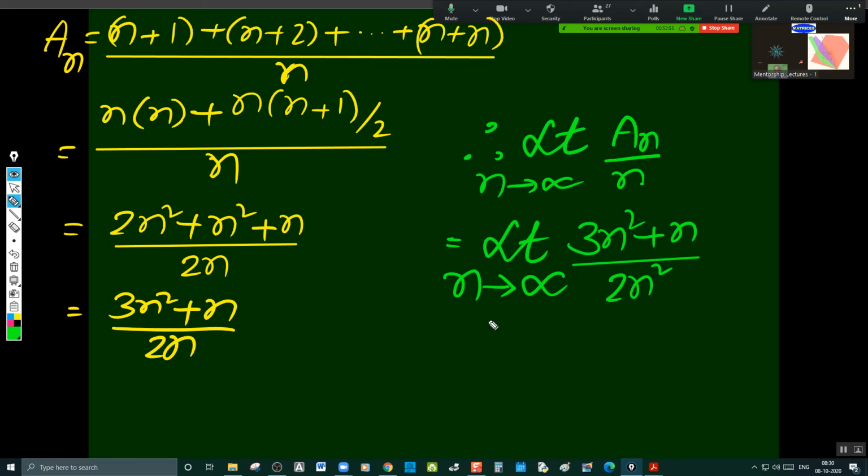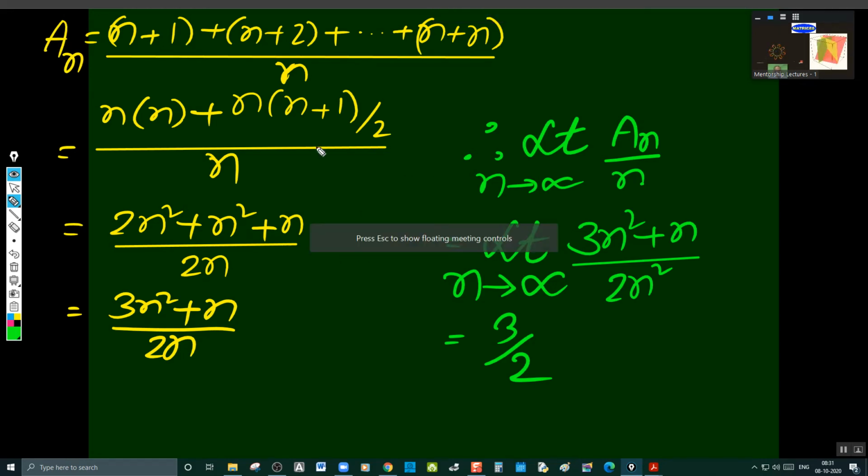In infinite limits, please note, when the degree of the numerator and the degree of the denominator are the same, just take their coefficients as the answer. So it is 3 by 2. If anyone wants, take a screenshot of it. This is the first question, and your answer must be 3 by 2.